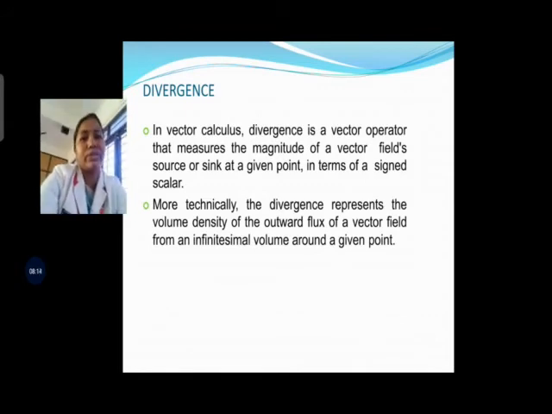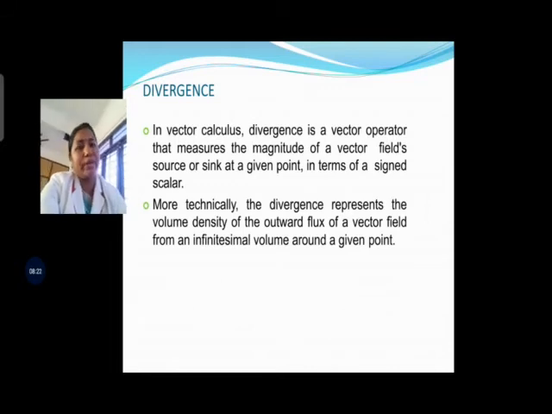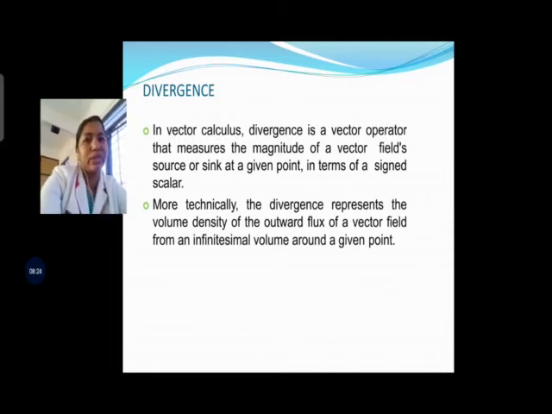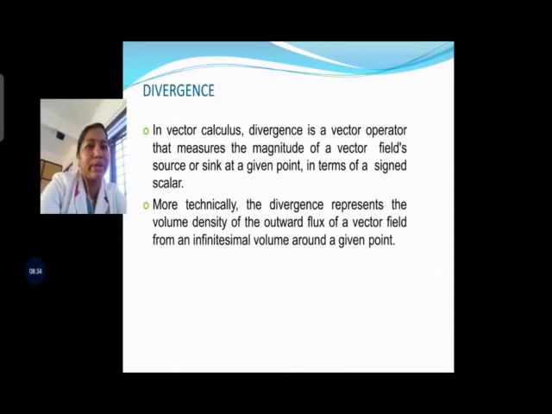So next one is divergence. Divergence in vector calculus, divergence is a vector operator. So we will have three types of operator: one is divergence, another one is curl, another one is gradient. Divergence is a vector operator that measures the magnitude of a vector field's source or sink at a point in terms of a signed scalar.